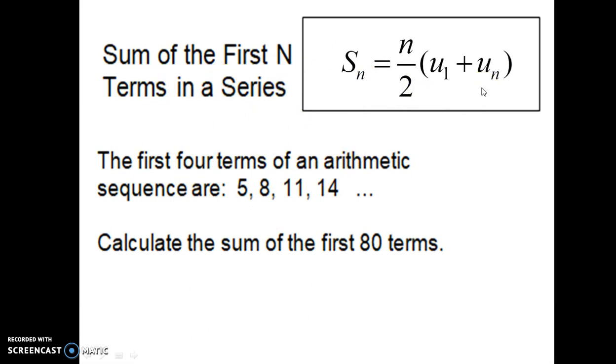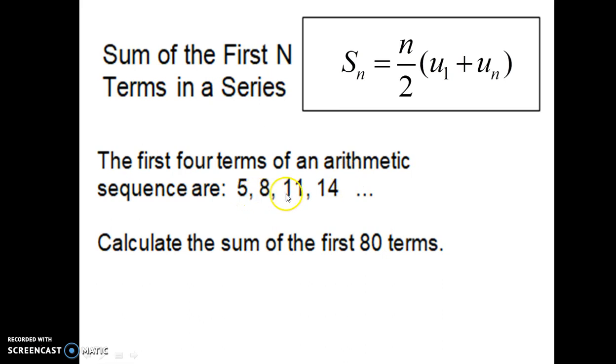Now we're going to use the formula for just 2 problems, and there is no assignment to follow this. Let's see if we can solve 2 problems, and you'll get an idea of how to use this formula. The example given here is: the first 4 terms of an arithmetic sequence are 5, 8, 11, and 14. We can see this is arithmetic because every time you add 3, so the d value is 3, and u1 is 5. Calculate the sum of the first 80 terms.